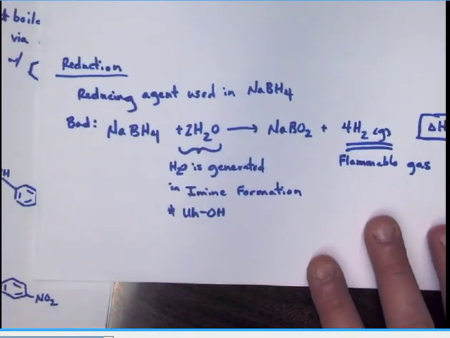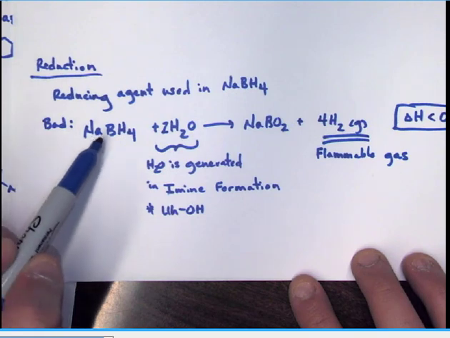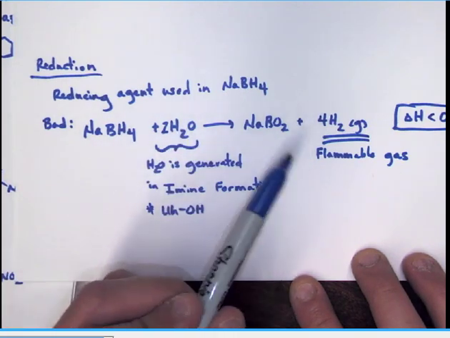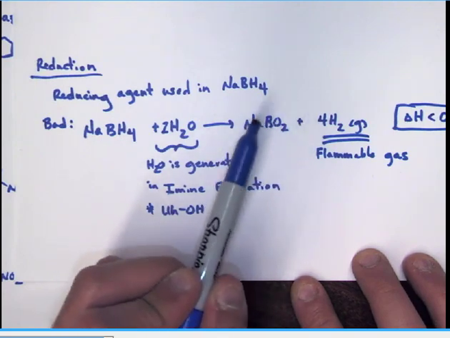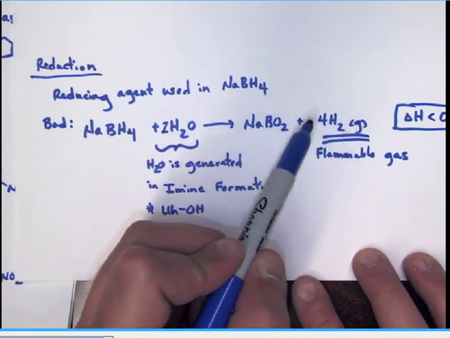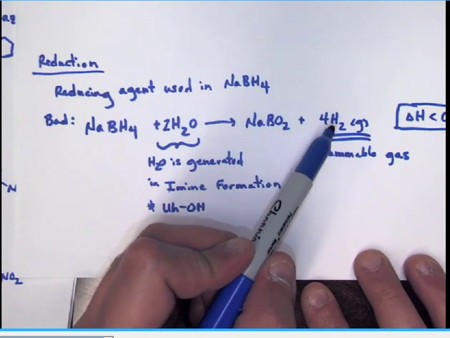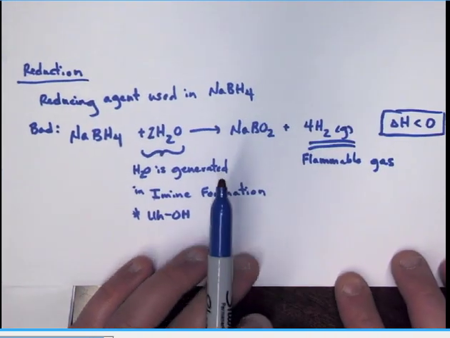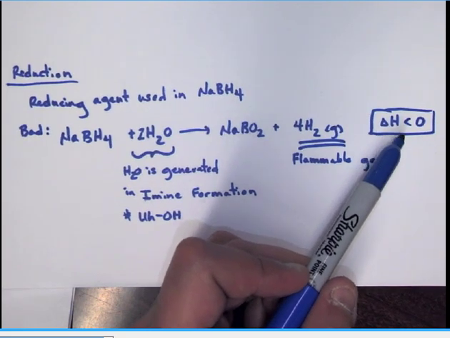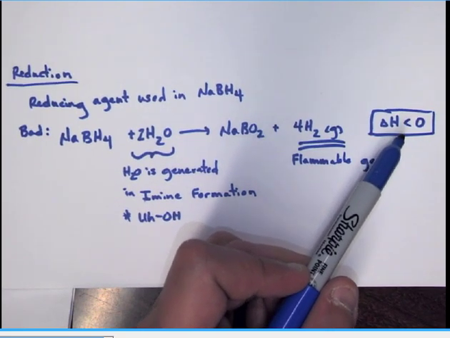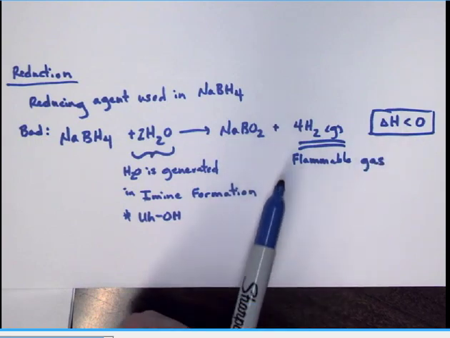We're going to be using sodium borohydride as a reducing agent. Sodium borohydride can react with water to form the sodium boron species, which we don't care as much about. That's not the scary part. The bad part here is the hydrogen gas, H2, which is a flammable gas. And this reaction is spontaneous. It is favored. It has a delta H less than 0, so it's a negative delta H, right? We consider that a spontaneous reaction.